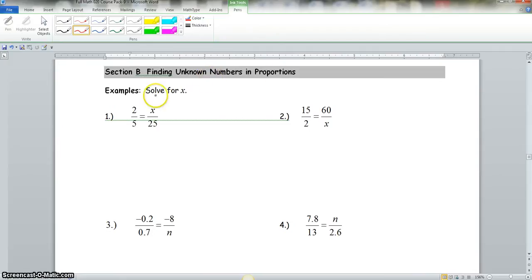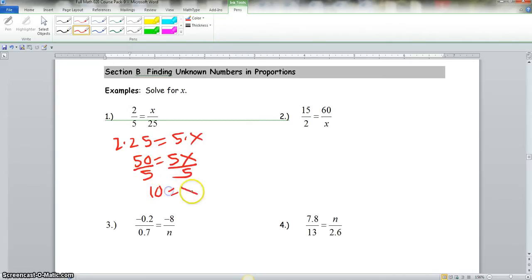So now we go down here to section B. Find the unknown numbers in proportions. Now we're going to solve for x. So we do the same procedure. So we'll take 2 times 25, and we have 5 times x. 2 times 25 is 50, which is equal to 5x. Now here's where the difference comes in. We're trying to make both of these equal to each other. Before we had two numbers, and if they were equal, when they multiplied, they should have equaled each other. But here we're trying to find the unknown that would make this equal to the other side. So here we'll divide each side by 5, and 10 is equal to x. So 10 is the missing number.